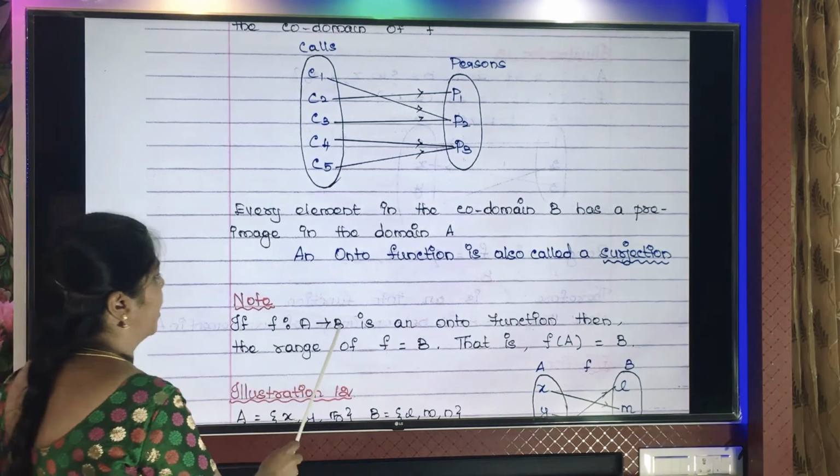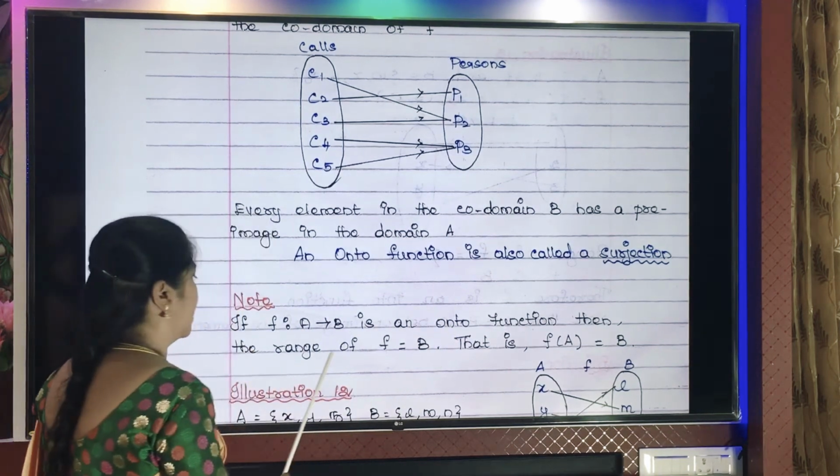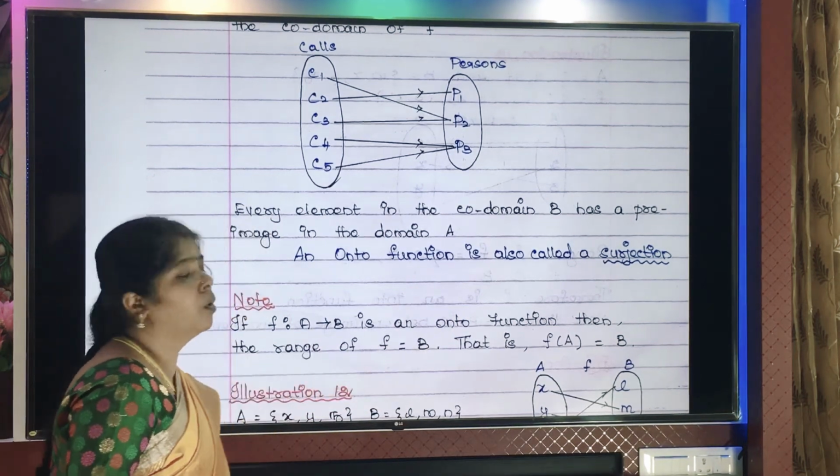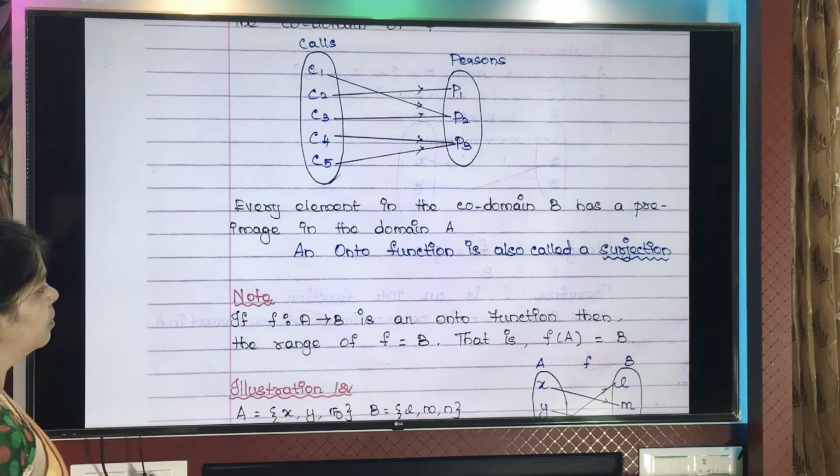If f is a function from A to B and is an onto function, then the range will be equal to B. Set B here refers to the codomain. That is f of A equals B.